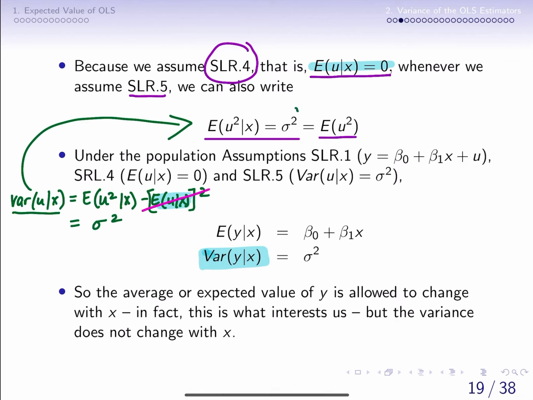Basically, if this is a constant, we don't really need the conditioning on x, since it doesn't depend on x. That's why we can write this as equal to the expected value of u square. Now the next thing is, how do we get to the variance of y given x?